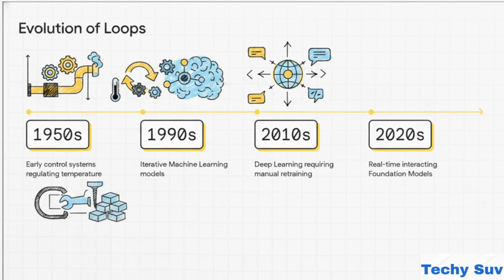But then, look at the 2020s. Today's foundation models are generating text, code, and decisions in real time for millions of users at once. That sheer scale absolutely demands continuous, real-time evaluation. They just can't wait for a manual update. They literally have to learn on the fly.